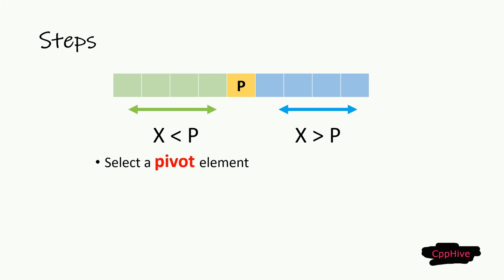In the second step, we arrange the input array in a way that all the elements which are lower than the pivot value are in the lower part of the array, and all the values which are higher than the pivot value are in the upper part of the array. In this demonstration, values which are lower than the pivot value are represented by green cells, and values which are higher than the pivot value are represented by blue cells.